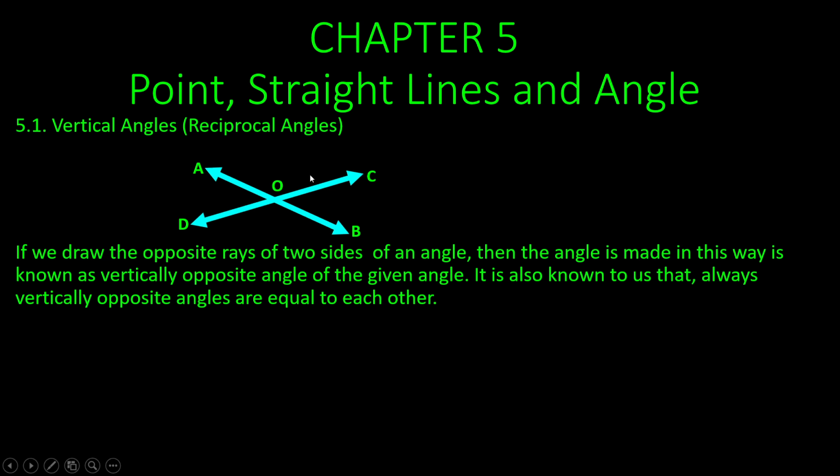Similarly, if we consider the angle AOD and if we draw the opposite rays of OA and OD as OB and OC, then the angle between these two opposite rays OB and OC is angle BOC. So angle BOC is the vertically opposite angle of AOD. Similarly, we can say that the angle AOC is the vertically opposite angle of BOD. Again, angle BOD is the vertically opposite angle of the angle AOC.